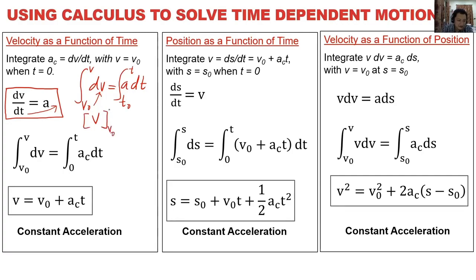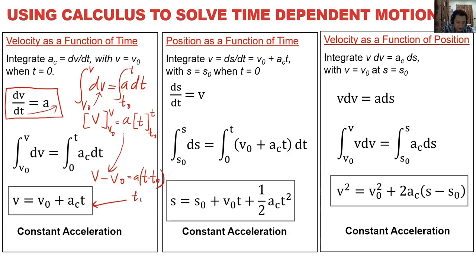V naught to v is equal to a. If a is constant, you're going to get a t naught over t. So if you expand this one, you're going to get something like this: v minus v naught is equal to a times t minus t naught. So you're going to get something like this equation.